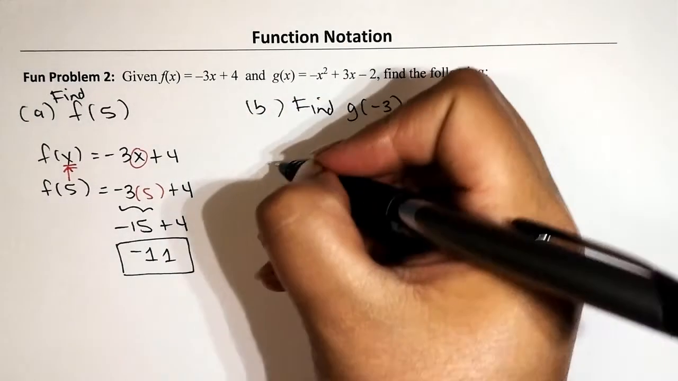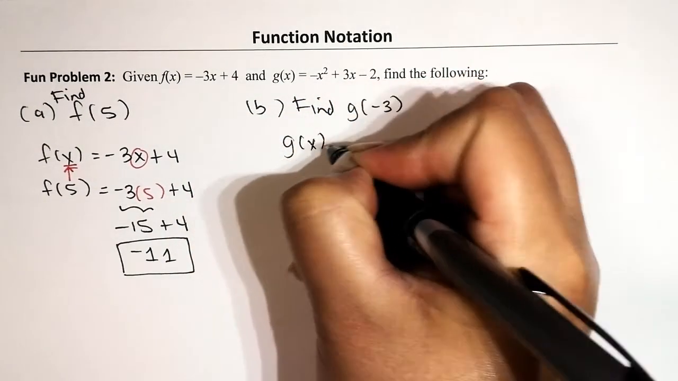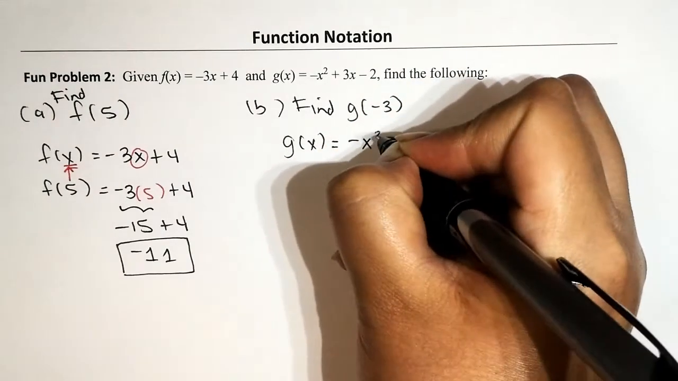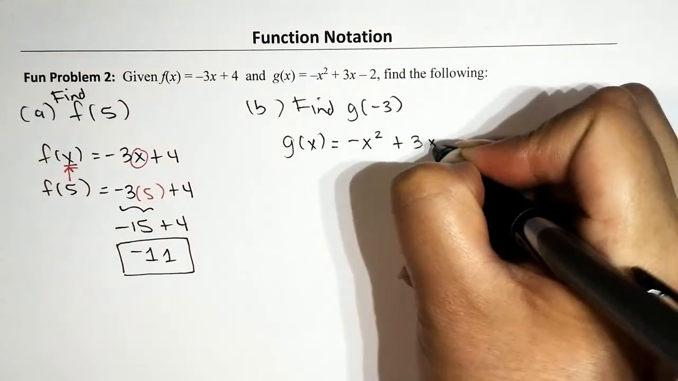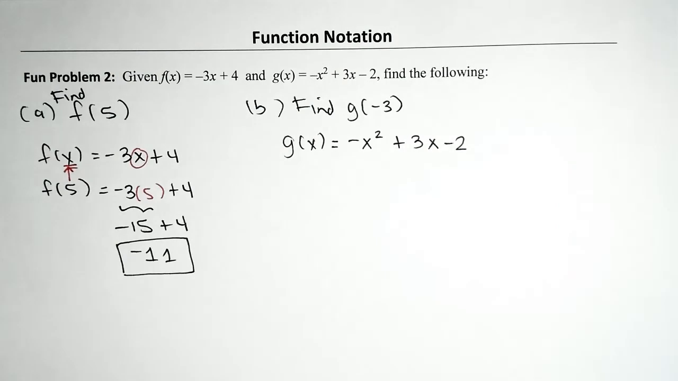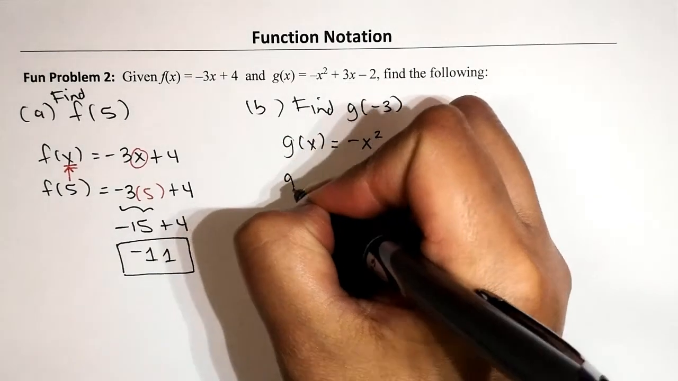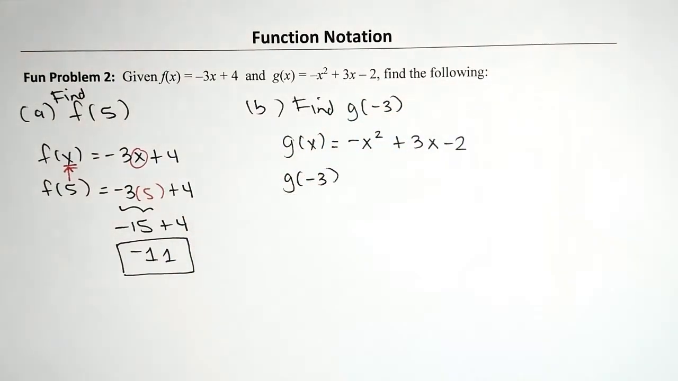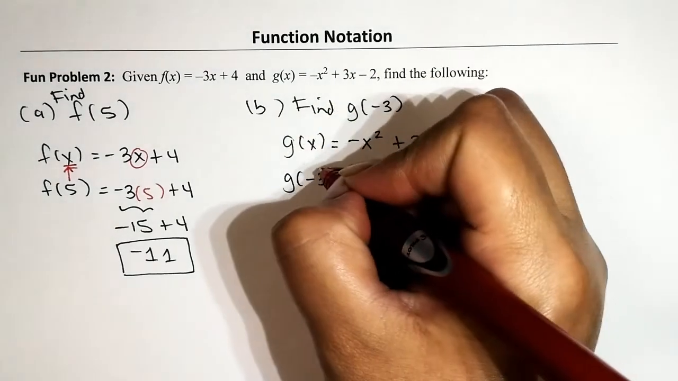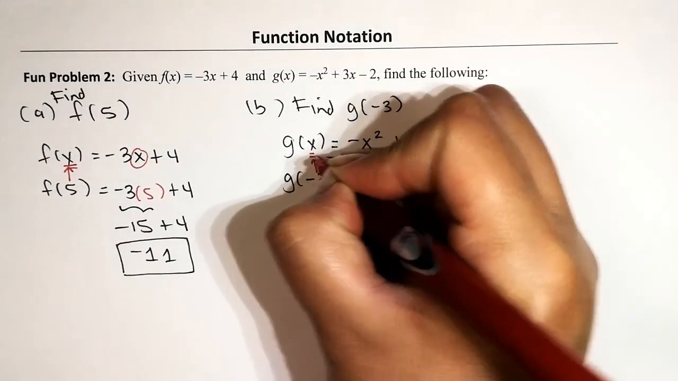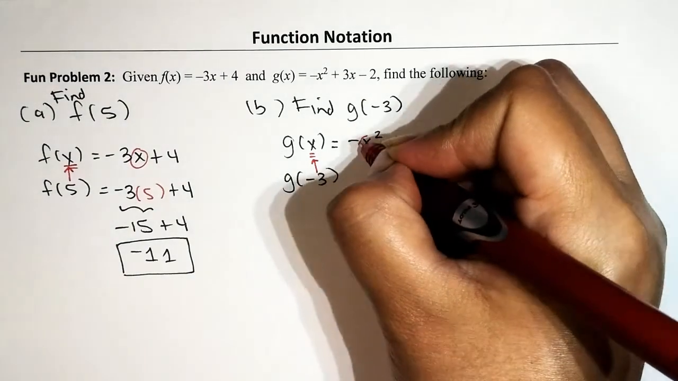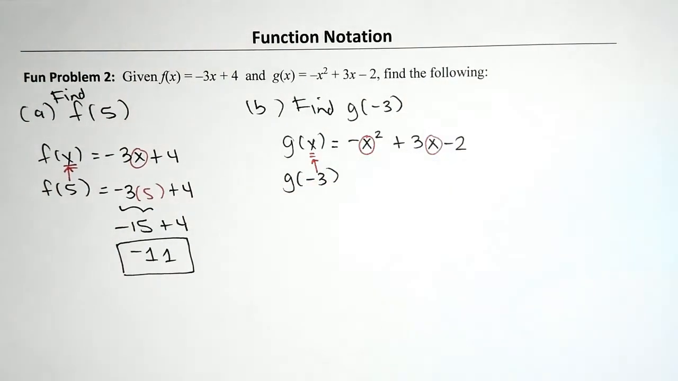Okay, so same speech. For me, it's really hard to plug and chug, so I will always write down the function first, and then I'll write down what I'm asked to find. So we want to find G of -3. We are going to substitute a -3 for the input of x. We got x in more than one place, so let's do this carefully.